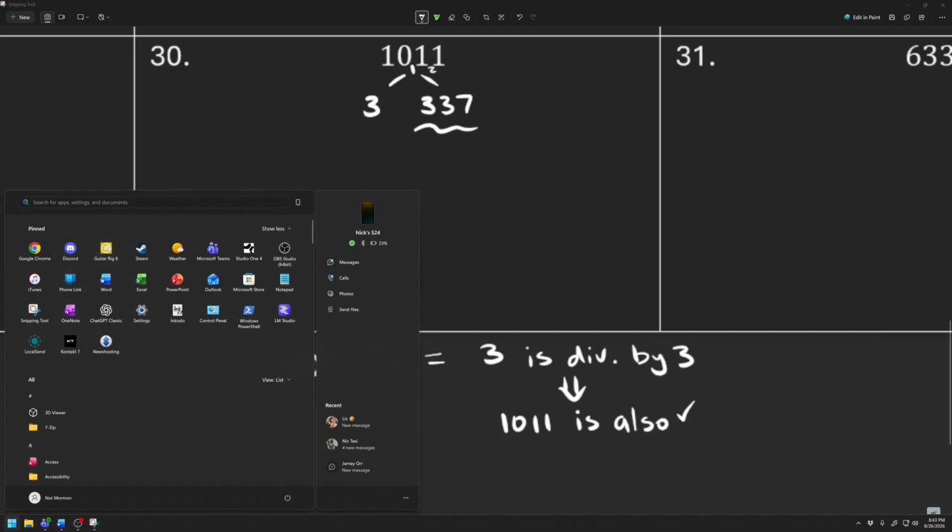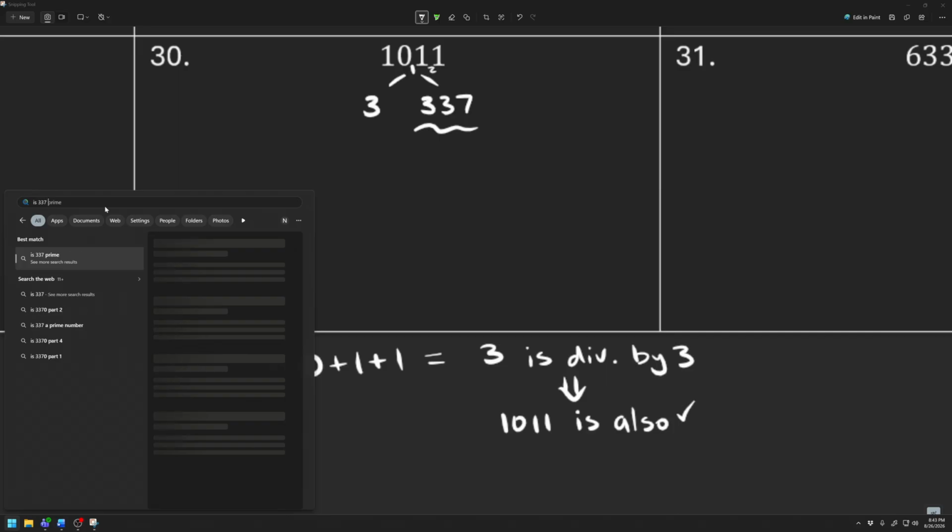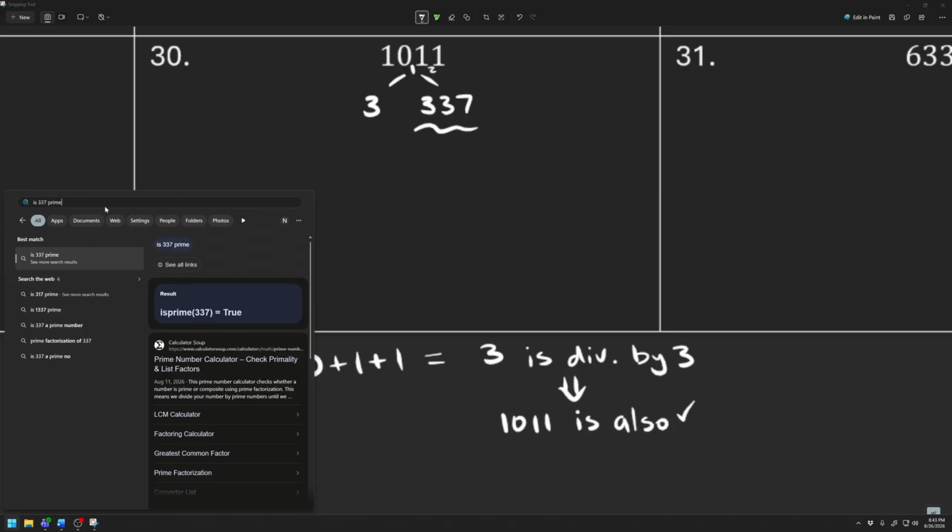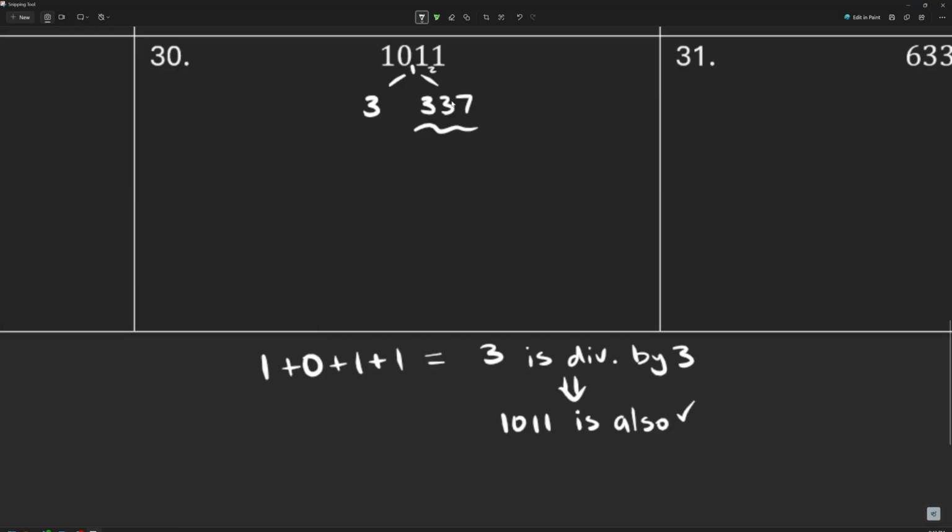Let's see if I can do it this way. Is 337 prime? Yes. Wow, look at that. Yes, it is true. So 337 is prime. Lovely. How wonderful.